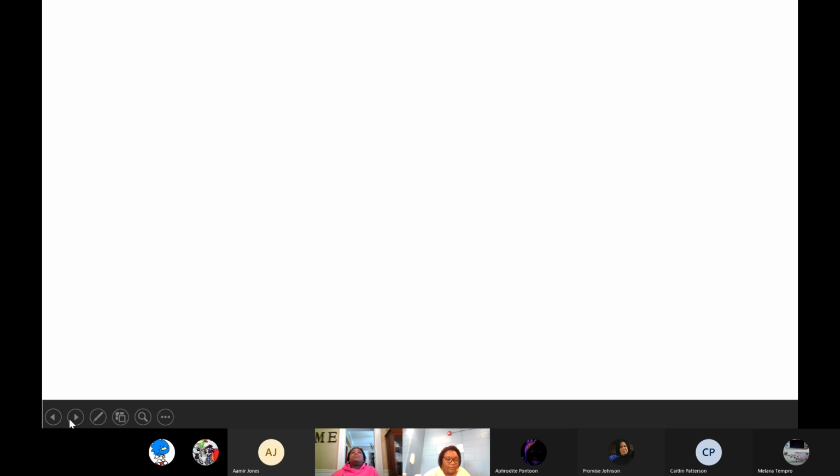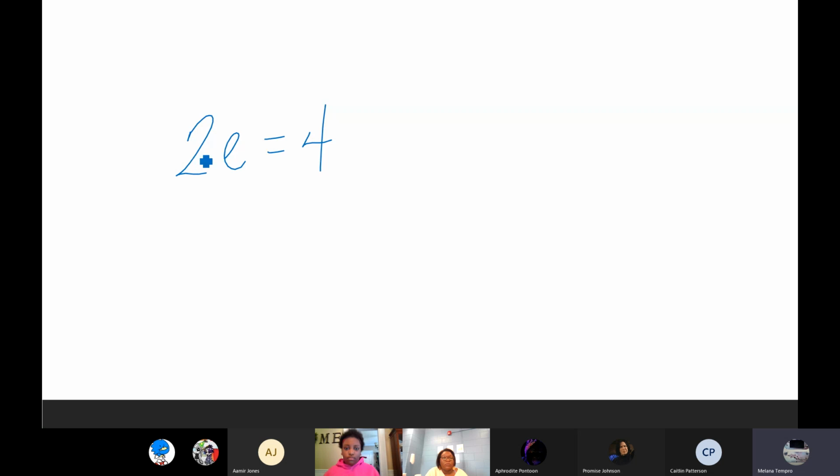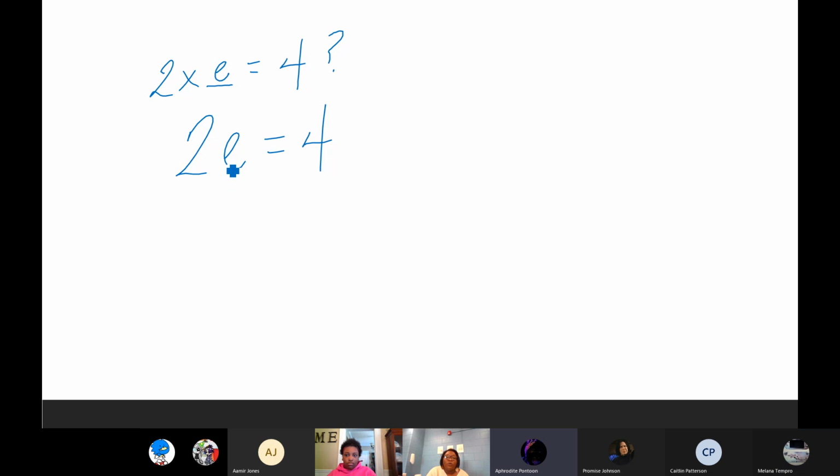So when we're looking at this, 2e equals 4. Now, someone remind me, when I have a coefficient right beside a variable, what operation am I doing? You may want to write this down. Multiplication? Very good. So in other words, what I'm asking is 2 times what equals 4? Can somebody tell me what that answer would be? 2. Yeah. So the answer here would be 2. E is equal to 2.